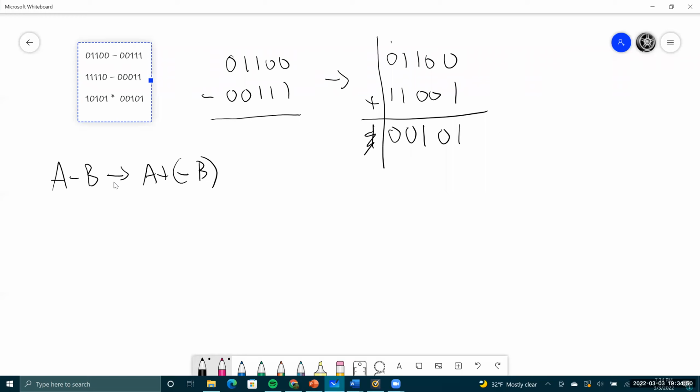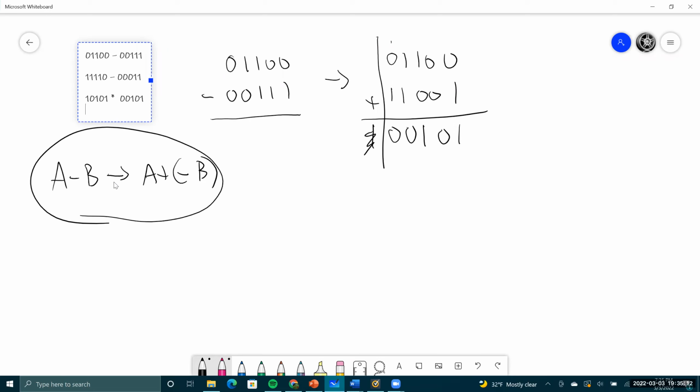All right, next. Professor, can you explain that again? The bottom, just flip the signs. Yeah, look. We're changing a minus b to a plus negative b. Okay, so what we're doing is changing this subtraction problem into an addition problem.